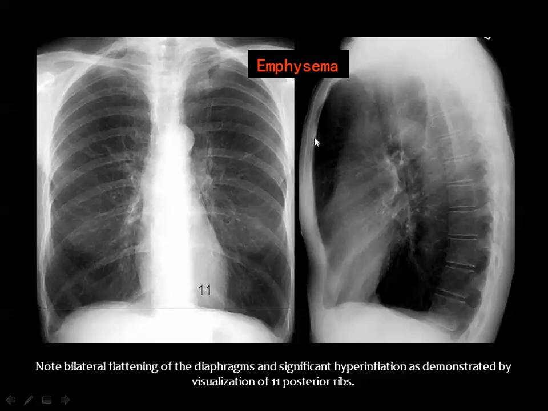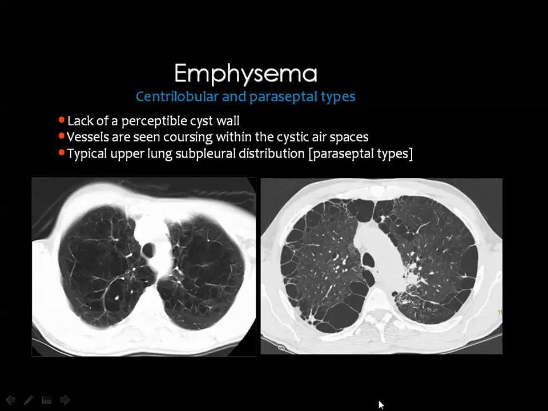Of course, the hyperinflated chest does not require the previously mentioned measurements, but it's easy to appreciate that the retrosternal space is wide and the retrocardiac space is also wide and that the diaphragm is flat. There are three types of emphysema: the centrilobular type, the paraseptal type, and the pan-acinar type, which is the mixture of both. This is the paraseptal emphysema, where you can see multiple emphysematous bullae containing air of thin wall arranged in the subpleural area and also along the fissure.